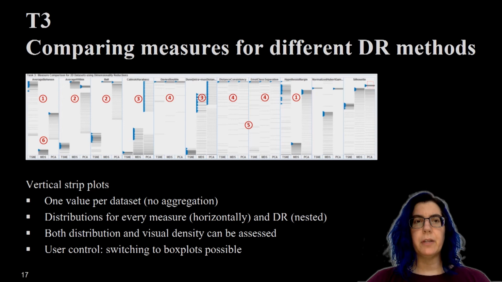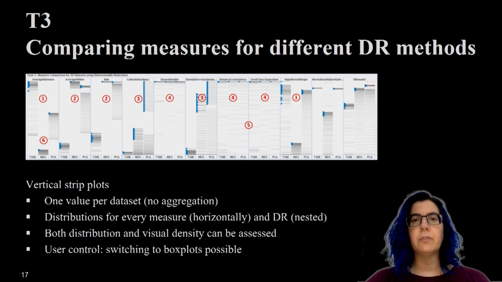The Task 3 interface uses vertical strip plots to depict the distributions of every measure in full detail without aggregation. The plots are aligned side by side horizontally, with the DR methods nested within each column as shown by the bottom labels. As with the other views, the datasets are gray lines, normalized in the visual space to facilitate comparison.